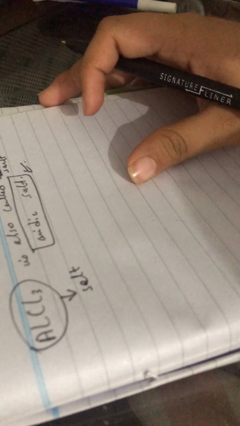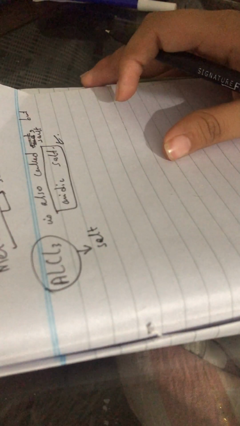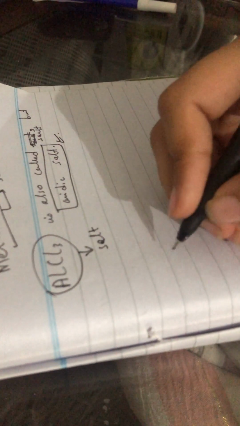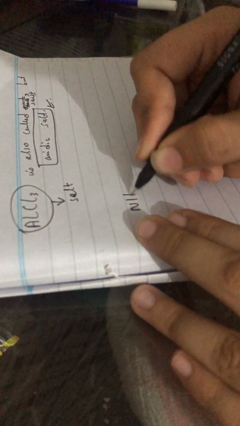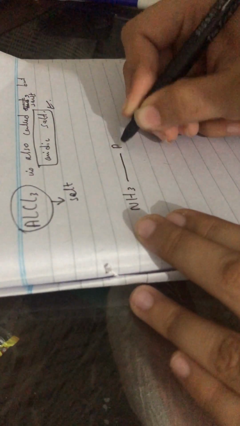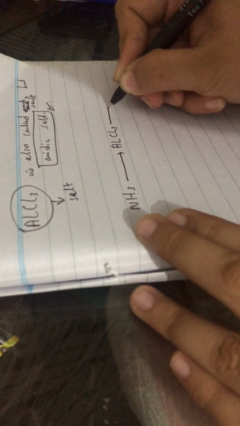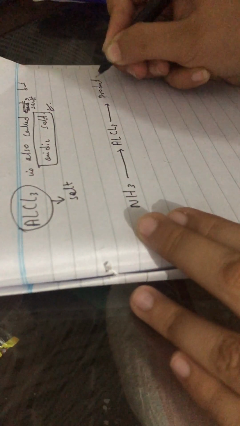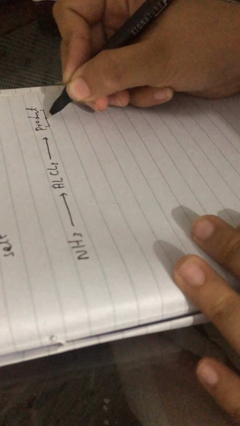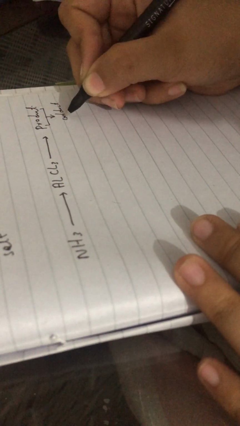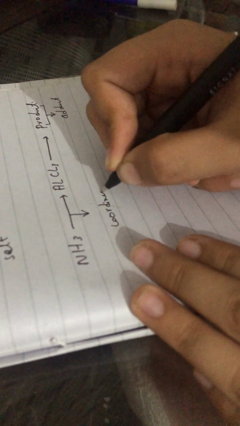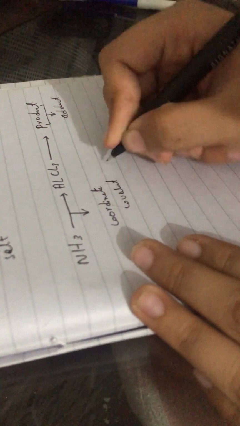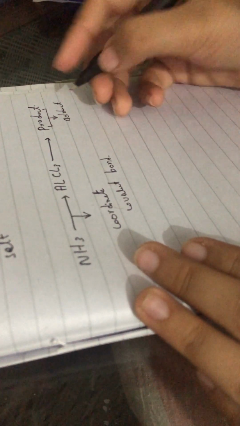After that, there is one point that was given by Lewis in this theory. Here, this product is the adduct, and the bond between these two reactants is a coordinate covalent bond. What is an adduct? I am telling you.